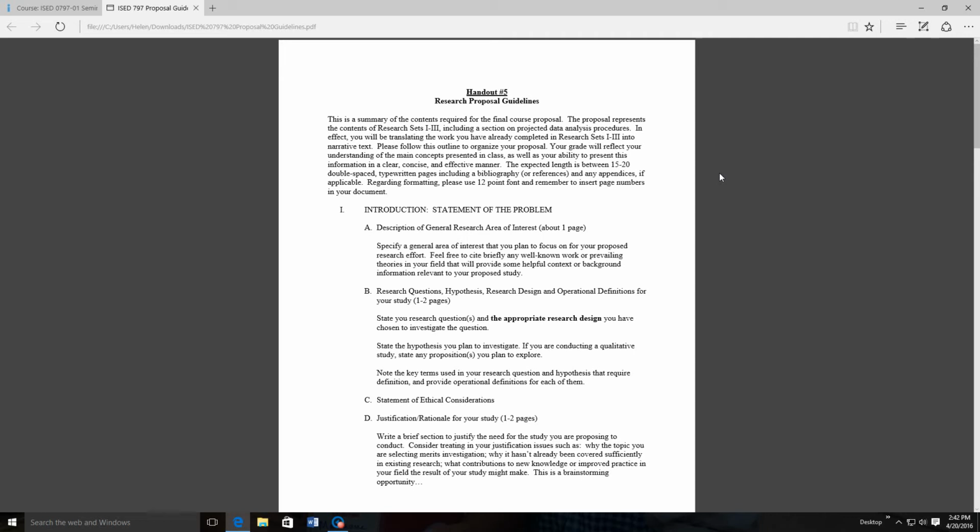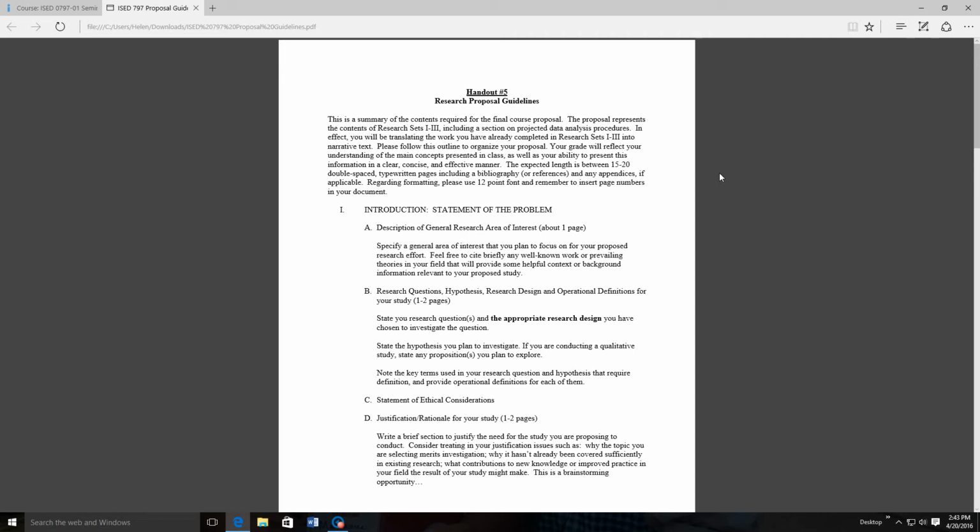Please make sure to use 12-point font and include page numbers. There's no need to include a title page. You can just start directly on Roman numeral 1, which is the introduction. So the description of general research area can come from the first set of worksheets in terms of identifying perhaps the problem, as well as some context or background that would be relevant to your proposed study.